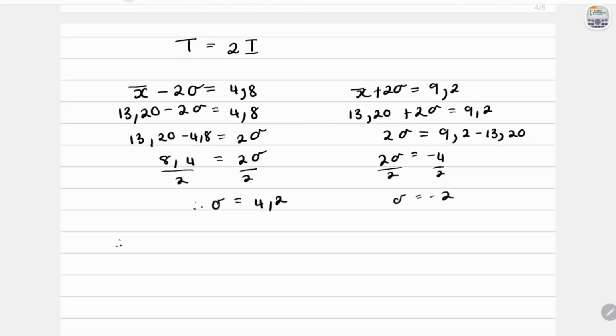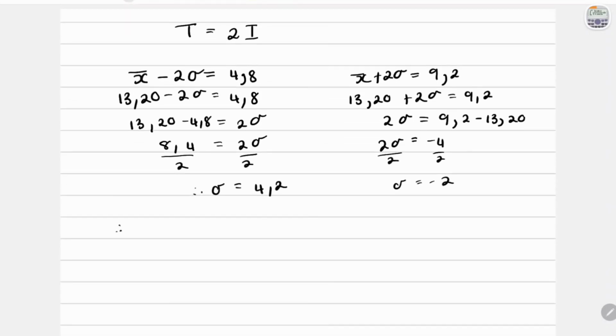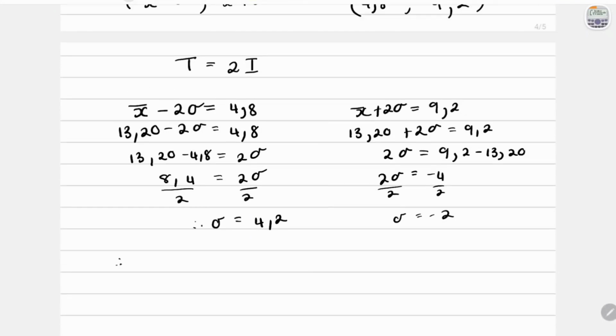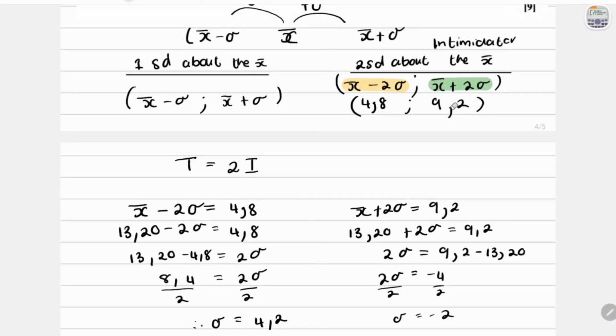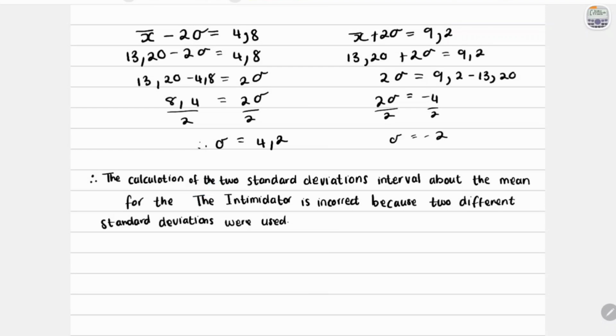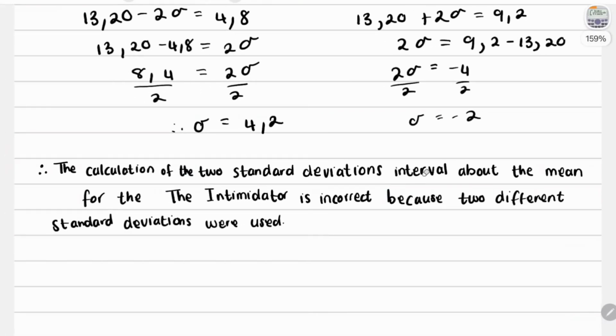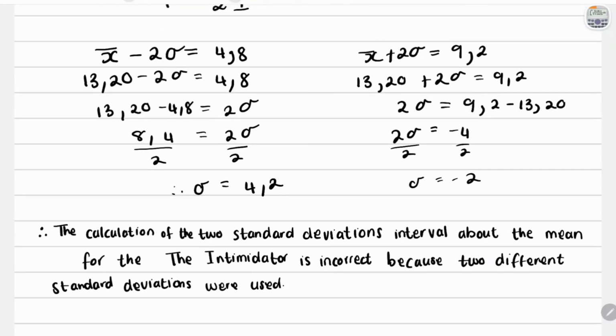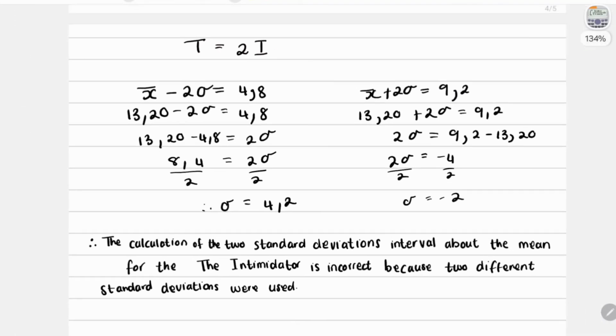So I'll just tell them that the 2 standard deviation interval about the mean is incorrect as the standard deviation is inconsistent. It's not the same. It's supposed to be the same, since it's one specific interval we're referring to, the standard deviation must be the same there. So that's what I'm going to tell them in conclusion. My conclusion is the calculation of the 2 standard deviations interval about the mean for the intimidator is incorrect because 2 different standard deviations were used. So we can see that they were not the same.